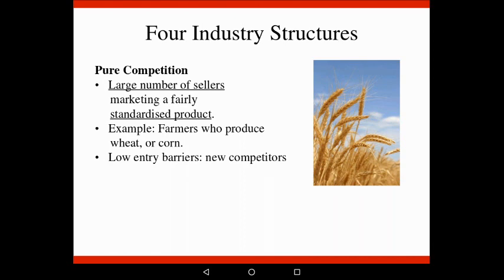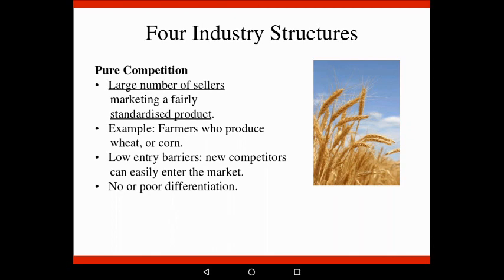Now, in a pure competition, the entry barriers are lower, so new competitors can easily enter the market. It's not so difficult to start a farm and start producing wheat. Obviously, if you want to produce it on a large scale, it's going to require a little bit of effort and funding, but still, you can do it. It's going to be much easier to do that than compete against British Airways and start your own airline, or start your own bottling company or your own soft drink company. It's not so easy. Much easier to just set up a farm.